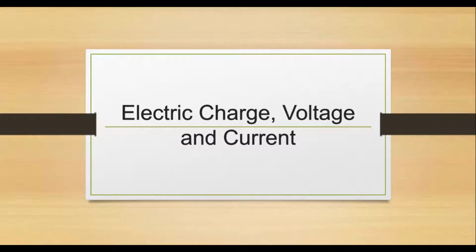Today I am going to talk about the different terms in electronics such as electric charge, voltage and current. We are going to look at the definition of each of these terms, their properties and the unit of measurement.